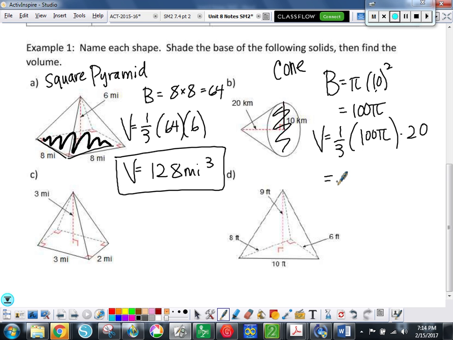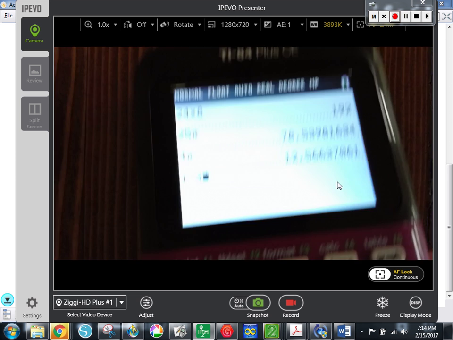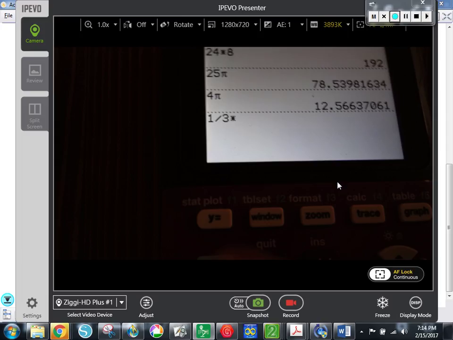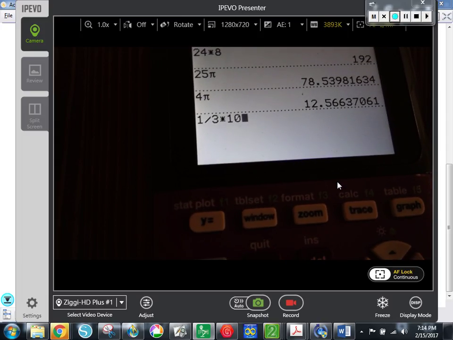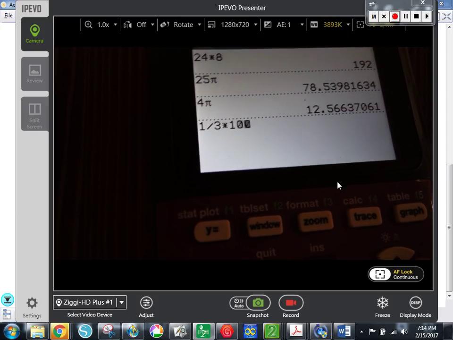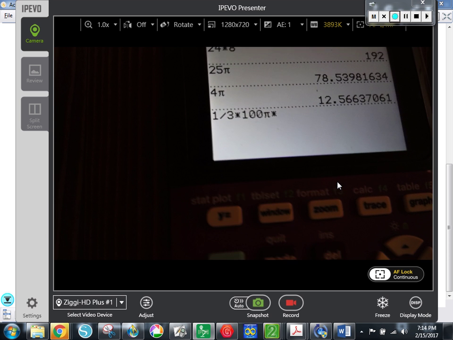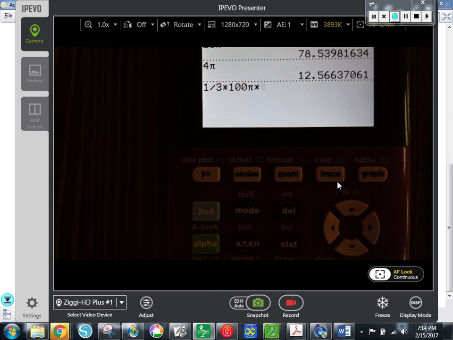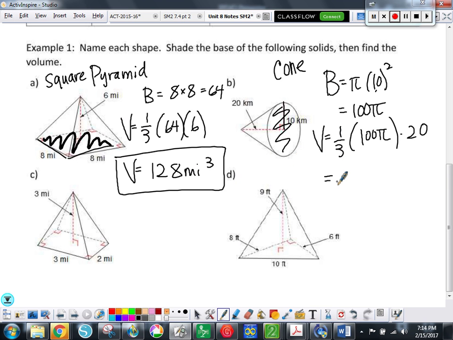If you don't know how to plug 1/3 into your calculator, this is what it would look like. 1 divided by 3, times 100 pi, right? Pi times the height, I don't remember what it was. 2094.4.